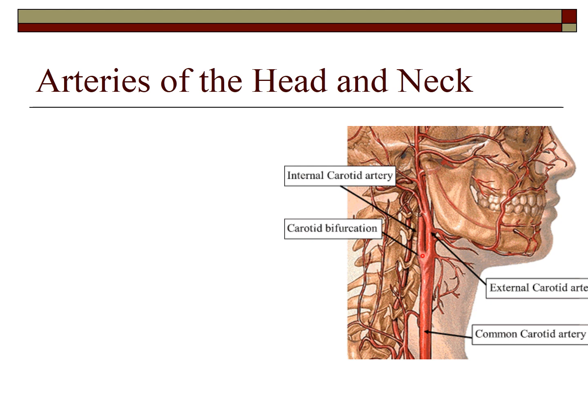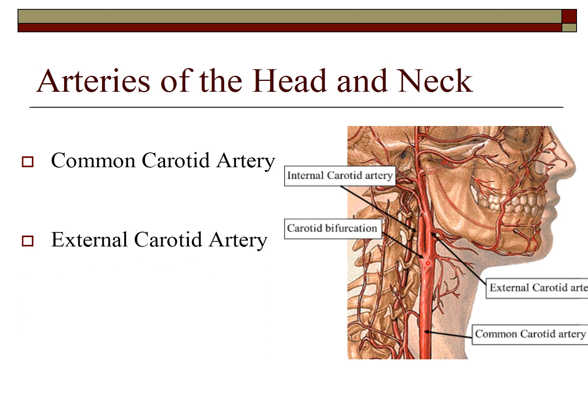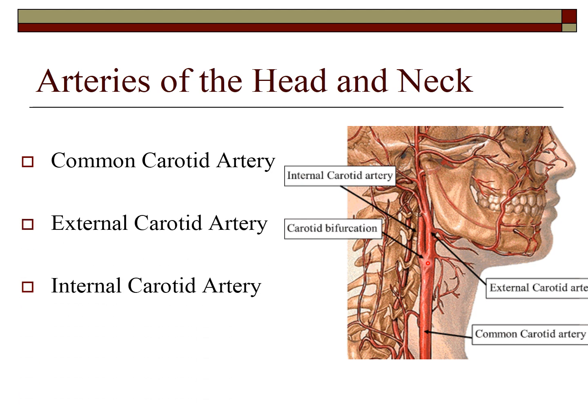This is the carotid bifurcation, where the common carotid divides into external and internal arteries. So we have three carotid arteries: common carotid artery, external and internal carotid arteries. The common carotid artery is present only in the lower half of the neck, the external and the internal carotid in the upper part of the neck.